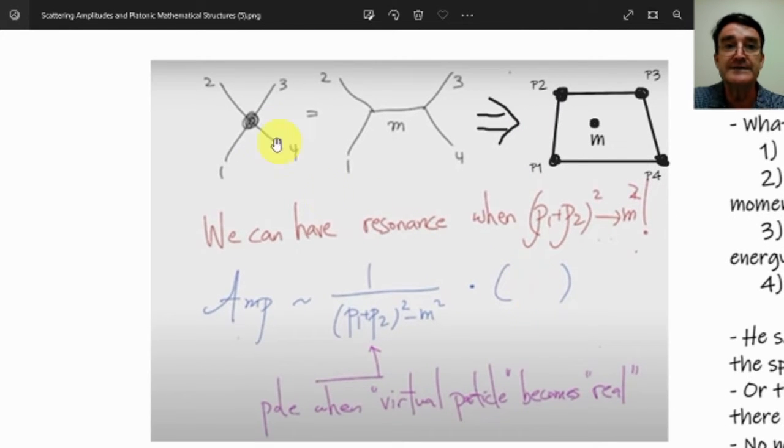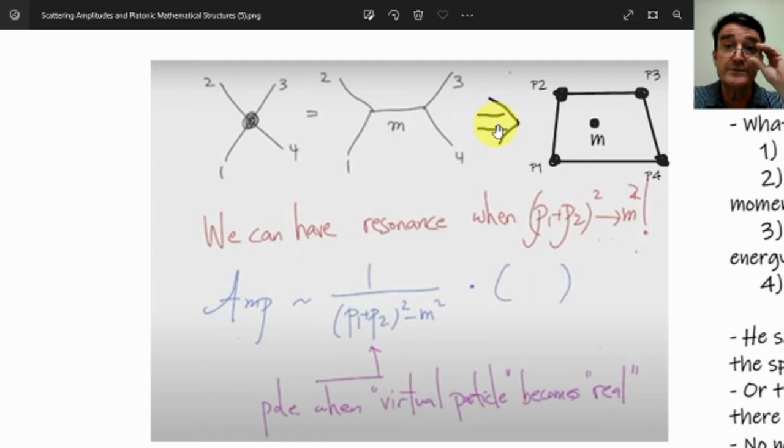And he goes on to say that in particle scattering, when you have 2 particles in, this is a scattering process, 2 particles in, 2 particles out, and this is one of the diagrams that results. So you have 2 particles in, it creates a virtual particle, and that virtual particle propagates a certain distance in space-time and then decays into two other particles.